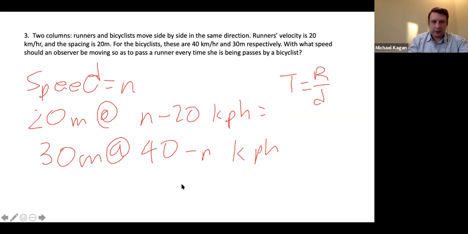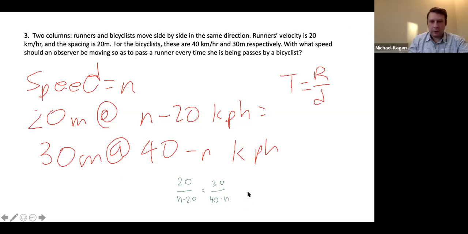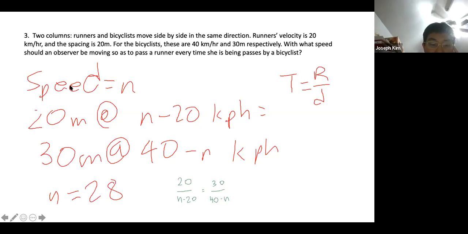Yeah, so you basically say 20 over n minus 20 equals 30 over 40 minus n. Okay, right? And you can do the math now. And according to you, what's the answer? I got n equals 28.